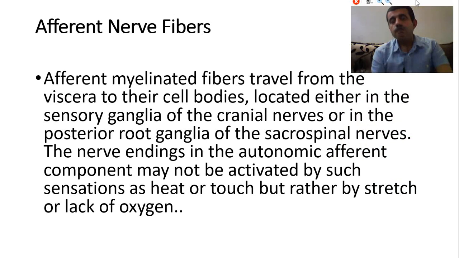So these nerve endings are unlike the nerve endings in the skin. We said that in the skin, pain or temperature may cause stimulation of these nerve fibers, but the nerve endings in the viscera will not be stimulated by pain or by high temperatures, but they are stimulated by stretching.